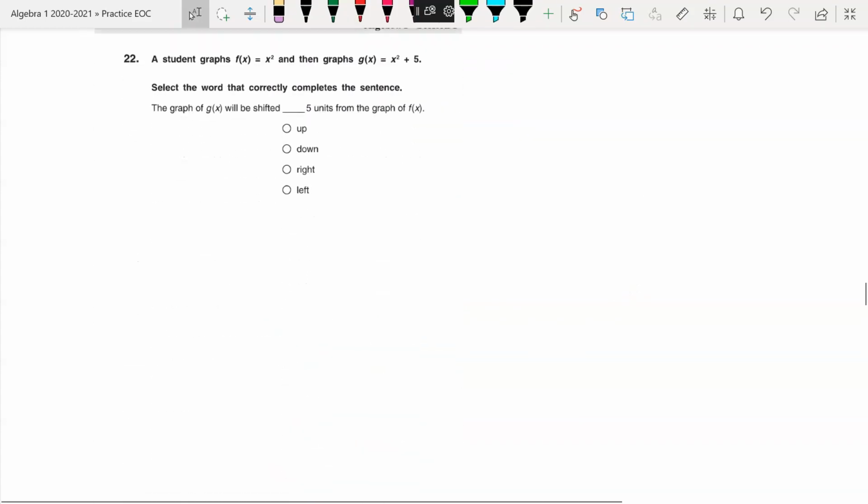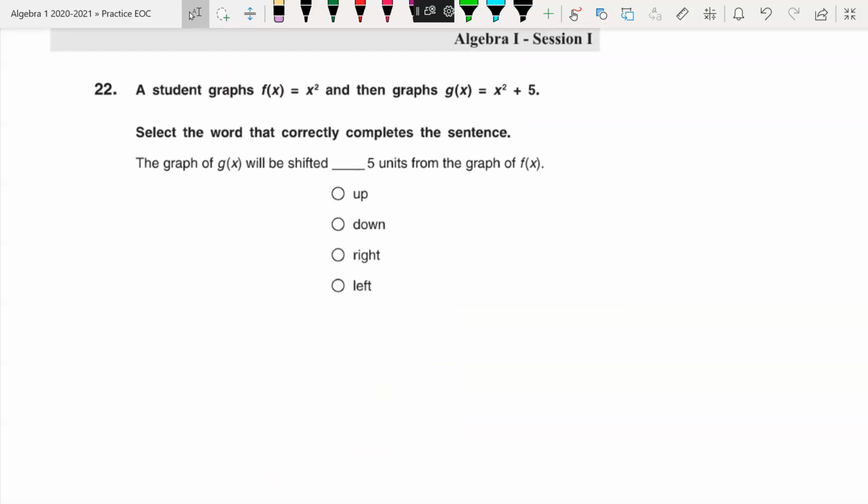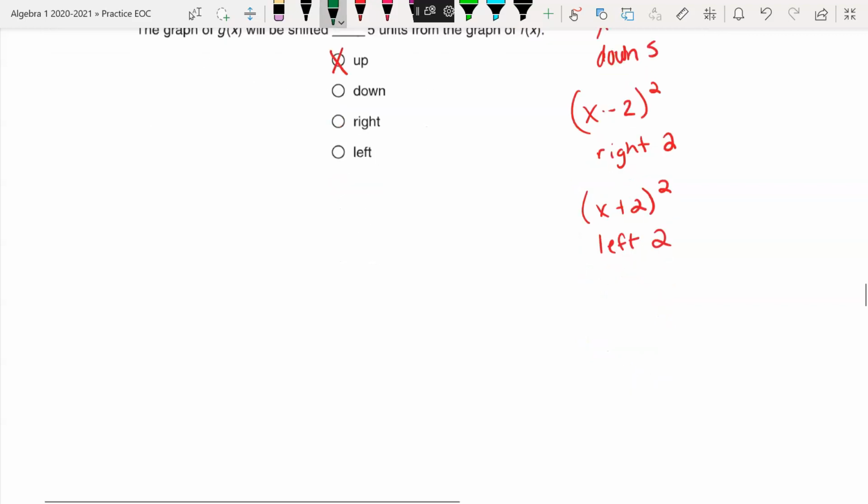Number 22 says a student graphs f of x equals x squared and then graphs g of x equals x squared plus 5. Select the word that correctly completes the sentence. Hopefully you guys remember this. Plus 5 means I'm going to go up 5. If I would have said x squared minus 5, that would be down 5. If I would have said x minus 2 in parentheses squared, that would be right 2. And if I would have said x plus 2 in parentheses, that would have been left 2, sorry. But on this one, it is up 5 units. So that's number 22, should have been up.